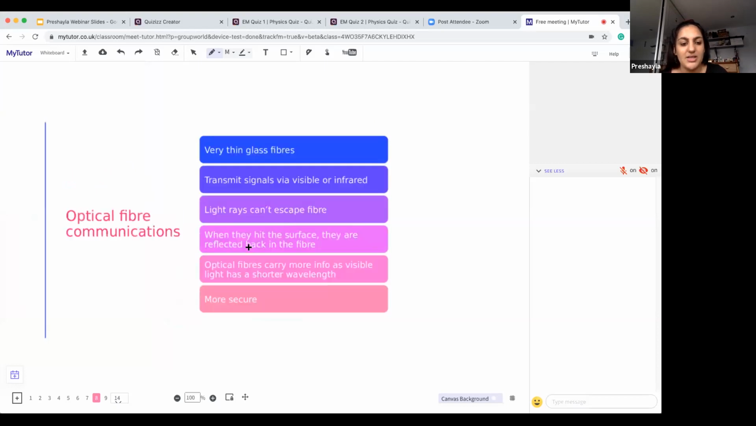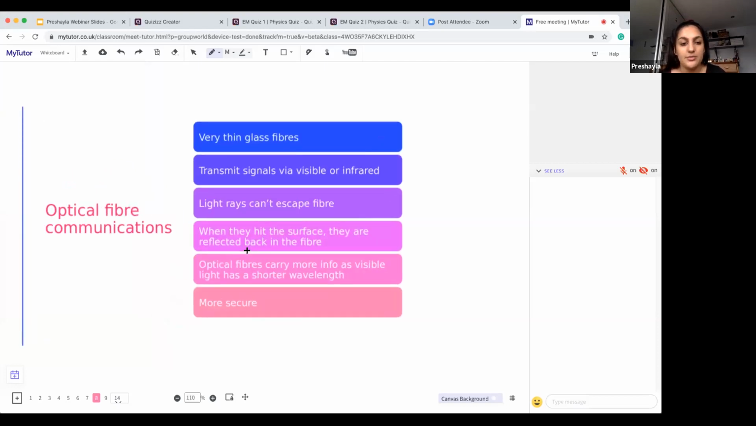Okay, and then we looked at optical fibers. So optical fibers are a way of using visible light in communication. So we've talked about radio waves in communications, and we've talked about microwaves in communications, but how is visible light used in communications? Well, it's through these things called optical fibers. And they're very thin glass fibers which can transmit signals using visible light or infrared. They can't escape the fiber, so it's a really good way of containing information.